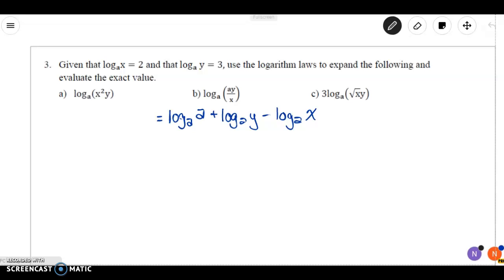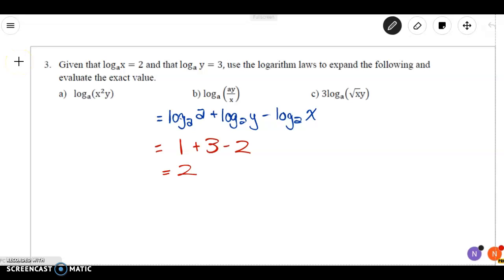Now 2 of those we already have exact values for. We know that one of them is going to be equal to 3, one of them is going to be equal to 2. We're not given an exact value for log base a of a, but we know if we're raising a to some power and it's equal to a, that power is 1. So our first log is actually equal to 1. The next one is given to us as equal to 3. And the last one, which we're subtracting, is given to us as equal to 2. So we have 1 plus 3 minus 2 equals 2. And that actually works out really nicely for this one.